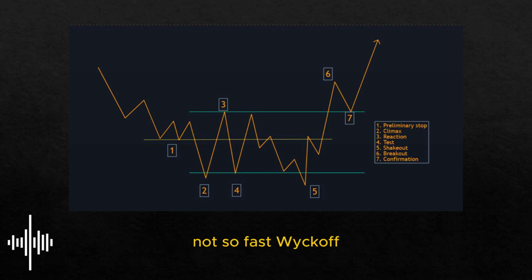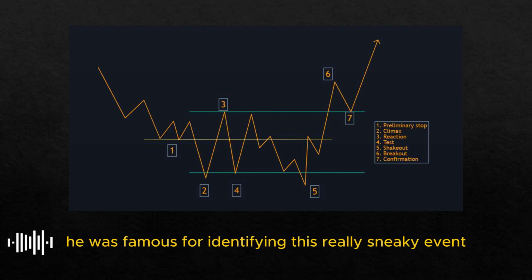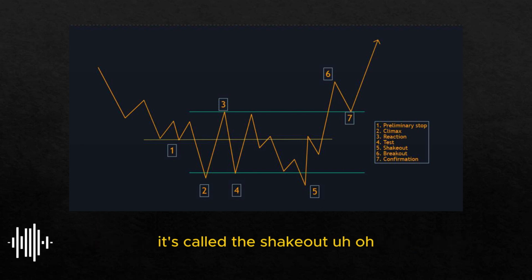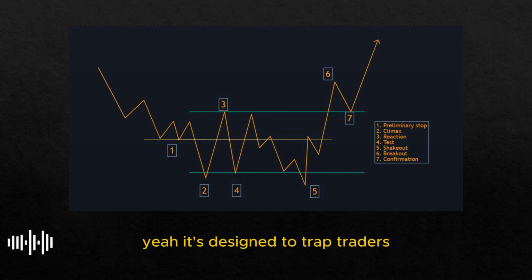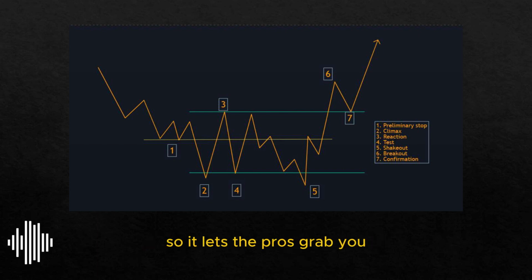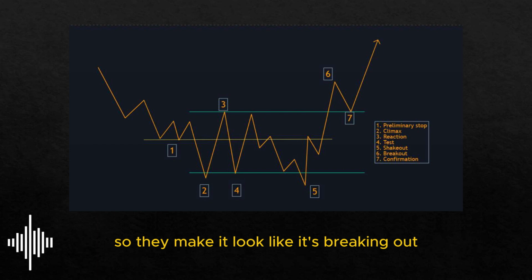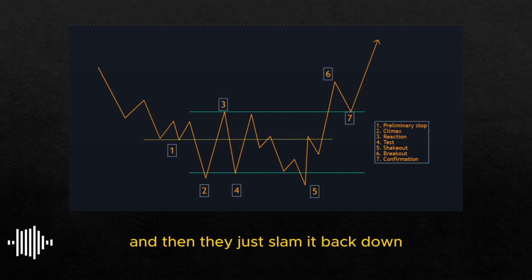Not so fast. Wyckoff was famous for identifying this really sneaky event. It's called the shakeout. What's the shakeout? This is a fake breakout. It's designed to trap traders and create more panic. So it lets the pros grab even more shares at a discount. So they make it look like it's breaking out, and then they just slam it back down?